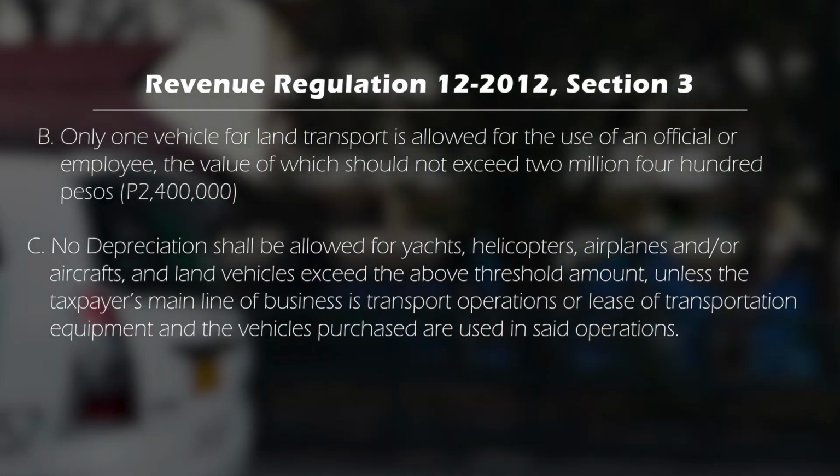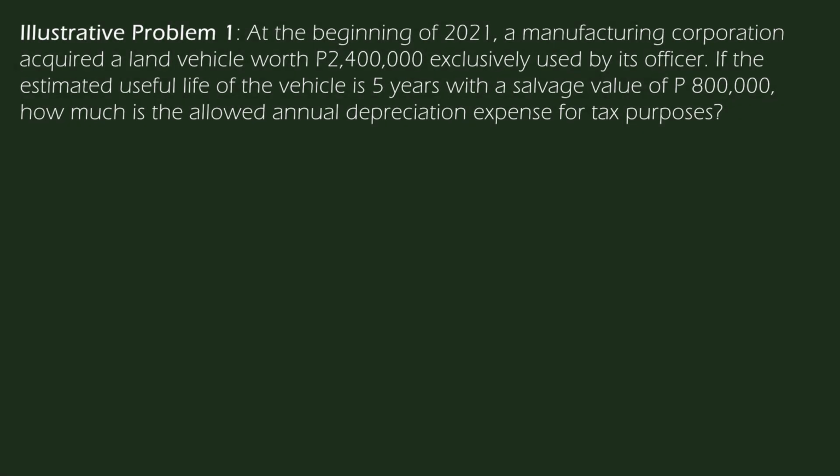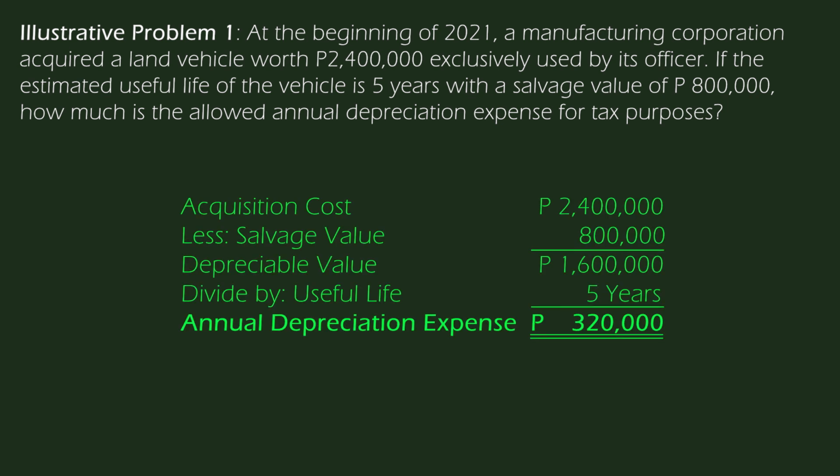So to demonstrate, let's go to our first illustrative problem. At the beginning of 2021, a manufacturing company acquired a vehicle worth 2.4 million. The estimated useful life of the vehicle is 5 years with a salvage value of 800,000. How much is the allowed depreciation expense in the year for tax purposes? To compute, 2.4 million less the salvage value of 800,000, the depreciable amount is 1.6 million. Then divide it by the estimated useful life of 5 years. Therefore, the allowed depreciation for the year is 320,000.